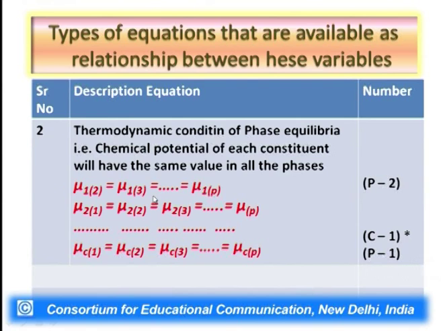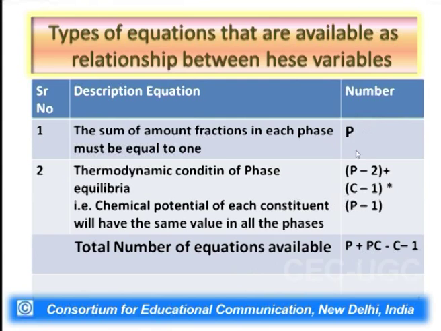So now for these type of equations, as you can see, for constituent number 1, the number is less by a numeric value of 1. For constituent number 1, there are P minus 2 thermodynamic conditions of phase equilibria. For all other constituents, there are P minus 1 such conditions. So when we sum all this, P minus 2 plus C minus 1 times P minus 1, along with the total number of P equations available from the sum of amount fractions condition, we get the total number of equations available as P plus PC minus C minus 1, right.